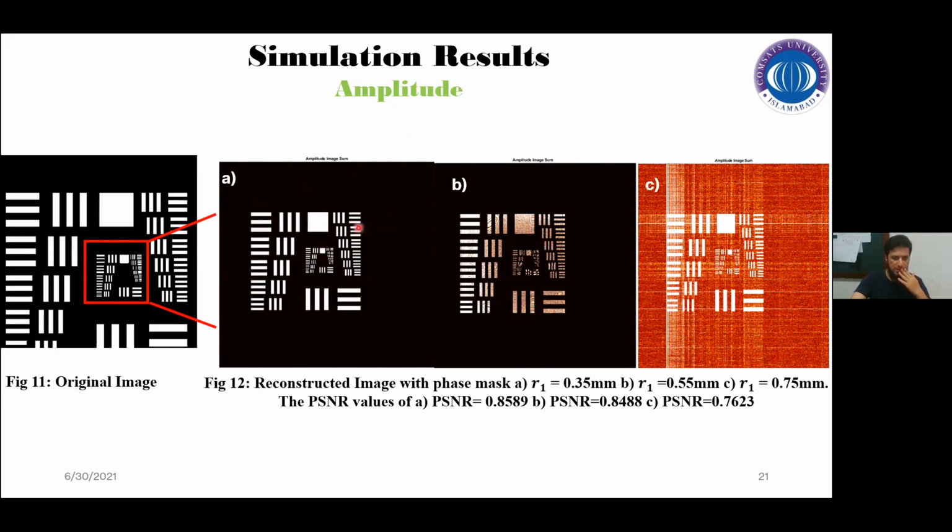Here, amplitude images are shown, which show that if we take the innermost radius of the zone as 0.35, then the image will be so clear. And if we take 0.55 millimeter, increasing the distance of R1, then the image will be a little blurred. And if we take 0.75 millimeter, then the noise increases very much.